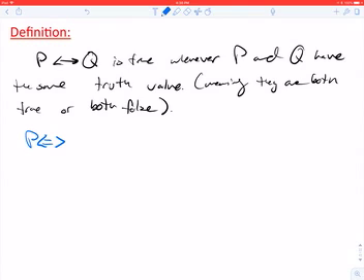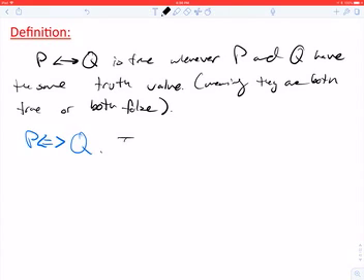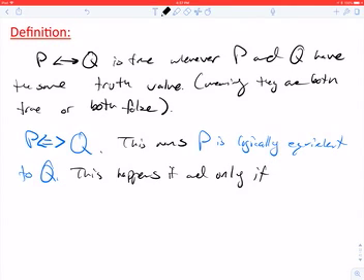So then P, this kind of arrow, Q means P is logically equivalent to Q. This happens if and only if P biconditional Q is a tautology.